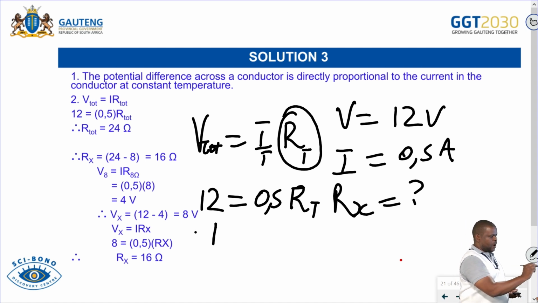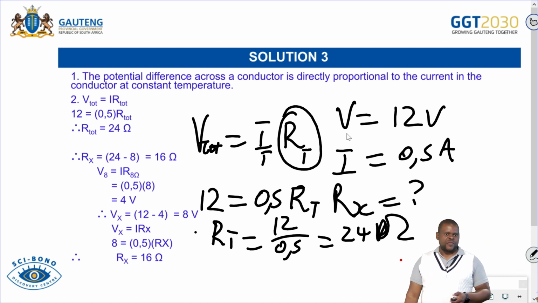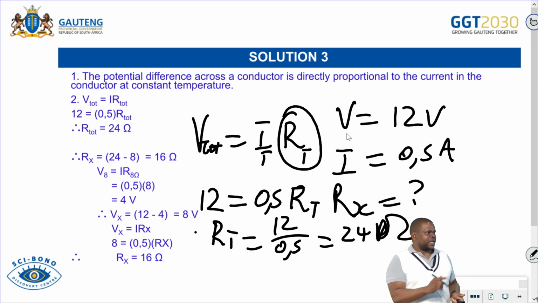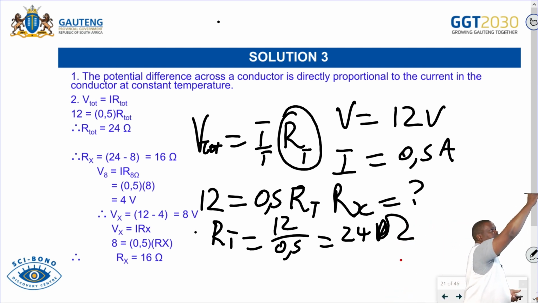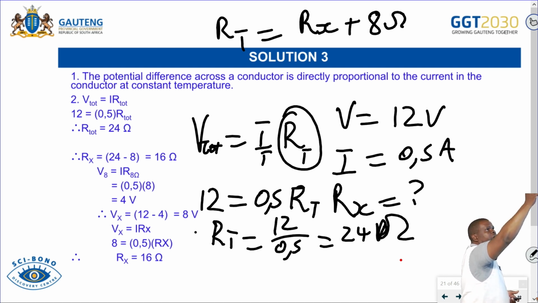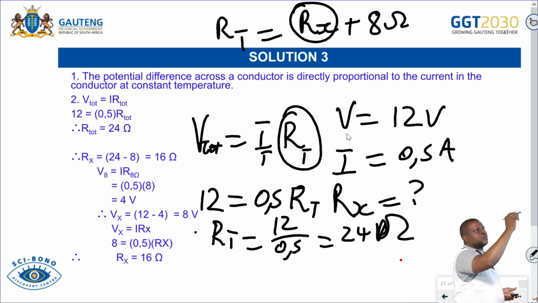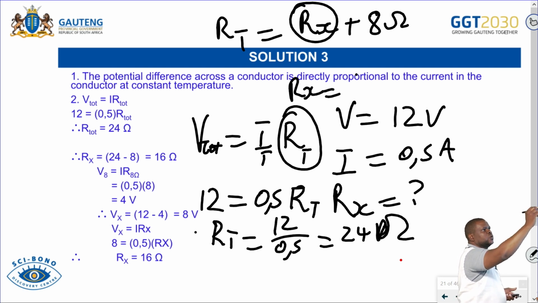Okay, let's continue. Our R total is equal to 12 divided by 0.5, which is going to give us 24 ohm. Then because now we have a total resistance, we can say R total is equal to Rx plus 8 ohm. 8 ohm is the one that we're given. Then because we're looking for Rx, grade 11s, we make this the subject of the formula, then Rx will be equal to R total minus 8.